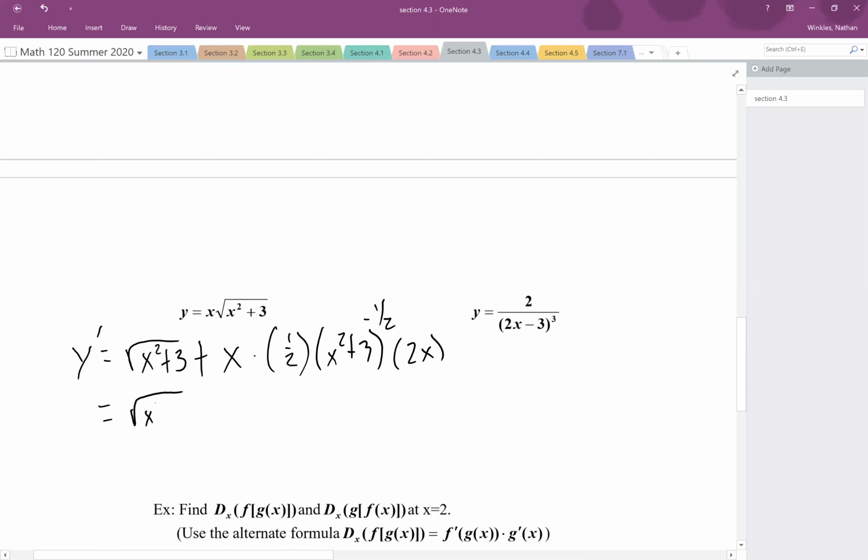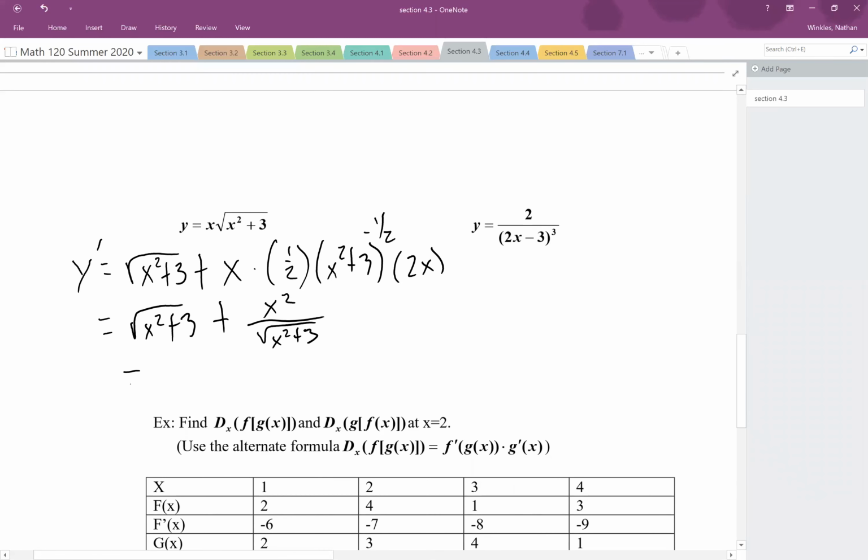So we have the square root of x squared plus 3 plus x squared over the square root of x squared plus 3. If we get a common denominator here of the square root of x squared plus 3, we would have x squared plus 3 plus x squared. That is simply by multiplying this by the square root of x squared plus 3 over itself to get a common denominator.